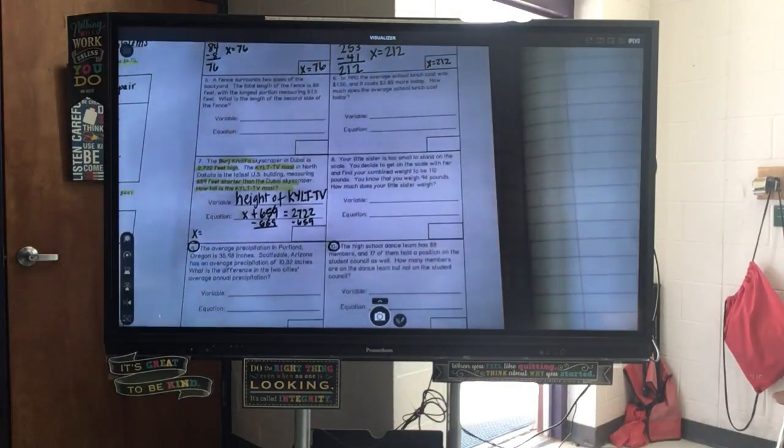Stand up when you do your work. So 2,722 minus 659. Stand up when you have your answer.